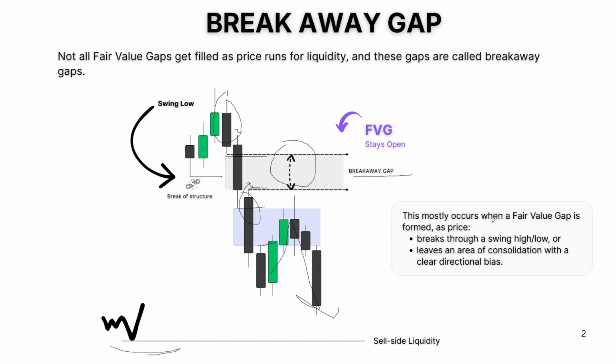The breakaway gap mostly occurs when a fair value gap is formed as price, one, breaks through a swing high or low, and secondly, leaves an area of consolidation with a clear directional bias. Breakaway gaps, usually when you see them in your chart, denote speed and momentum. It's telling you that price is in a hurry to get to a particular level in price. So if you're in a trade, you actually want to see breakaway gaps because it's telling you that price is moving very fast to liquidity.